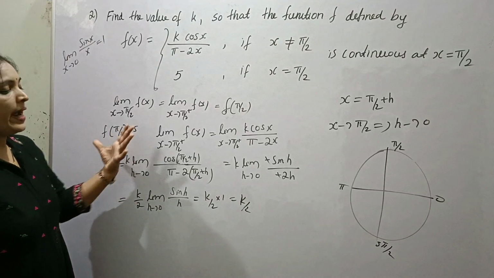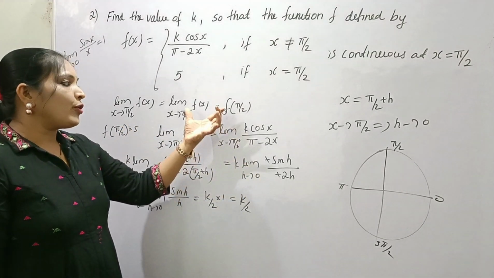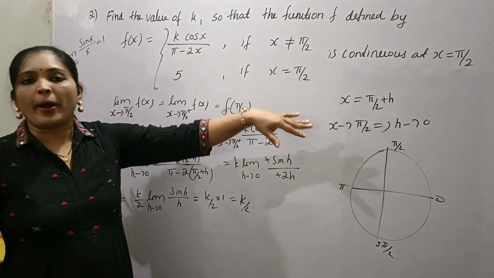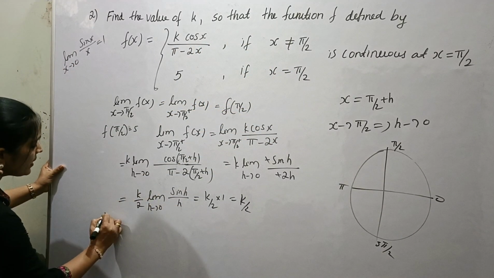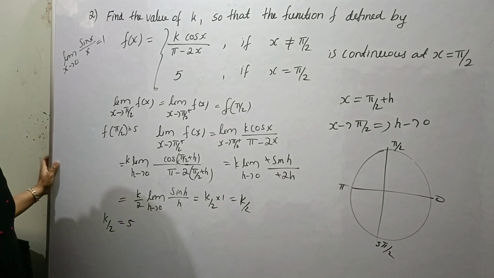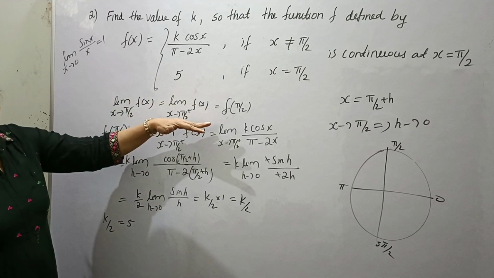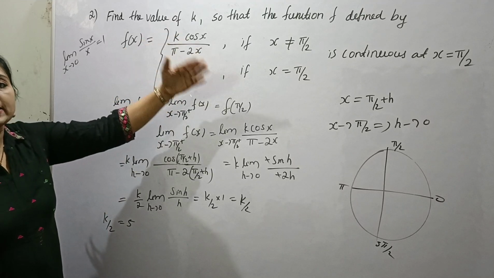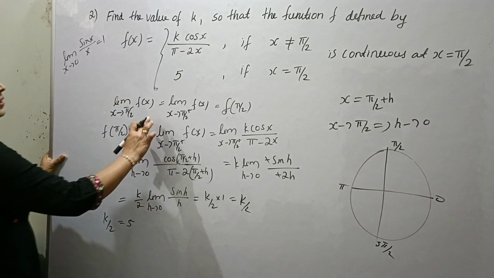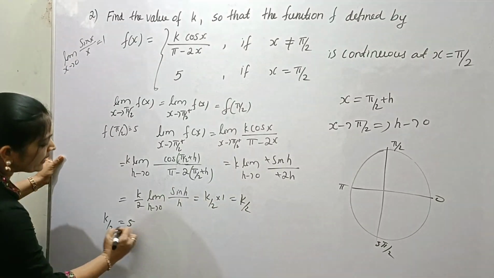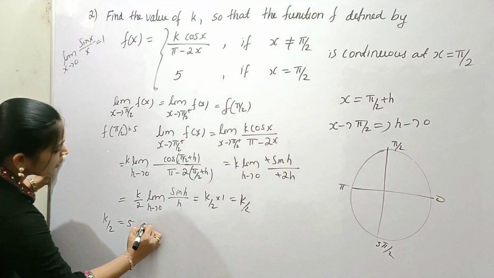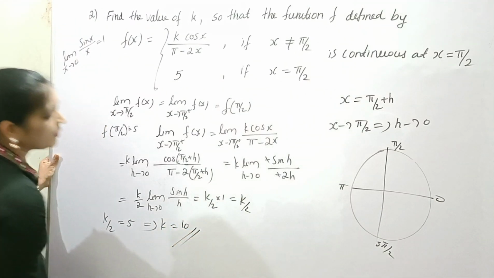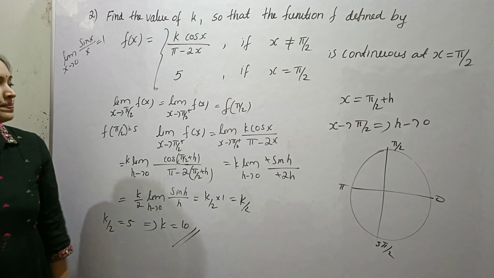So we have got the right hand limit is k by 2 and the value of the function is 5. Since it is continuous at x is equal to pi by 2, here k by 2 is equal to 5, right? Means the right hand limit should be equal to the value of the function, right? Because it is given this function is continuous at x is equal to pi by 2. Therefore, the right hand limit, that is k by 2, is equal to the value of the function. So this implies k is equal to 2 into 5, 10. The value of k is 10.